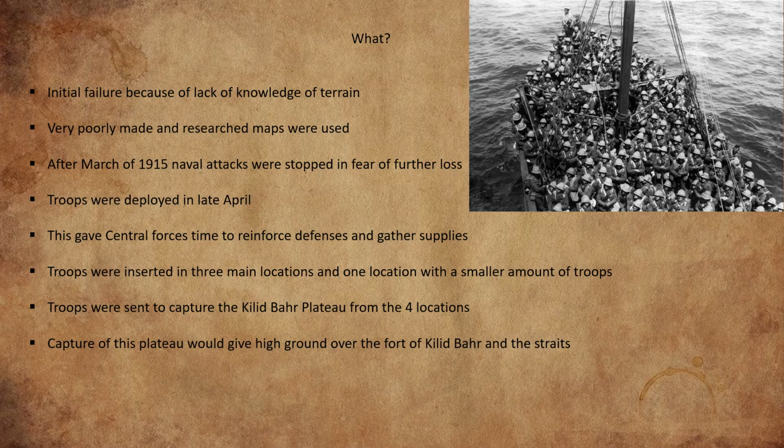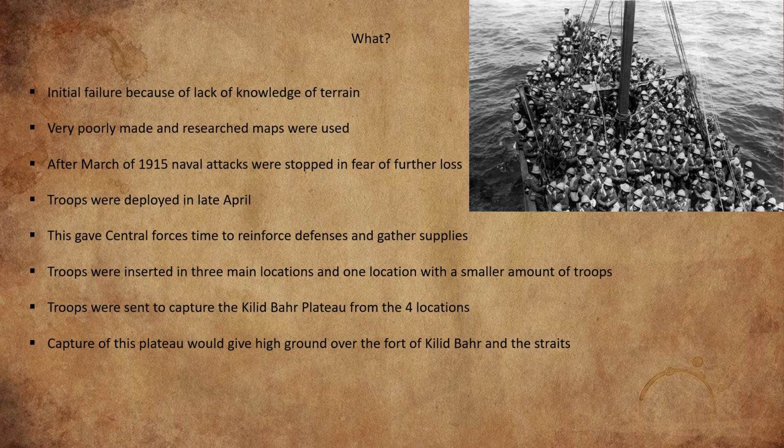The troops were sent to capture the Kilid Bar Plateau from the 4 locations. Their goals were to take from the coast on 4 separate points and eventually meet together, take out the main plateau, which had a fort on it, and get the high ground over the straits and all of the fortifications, which would allow them to basically win the battle very, very easily.